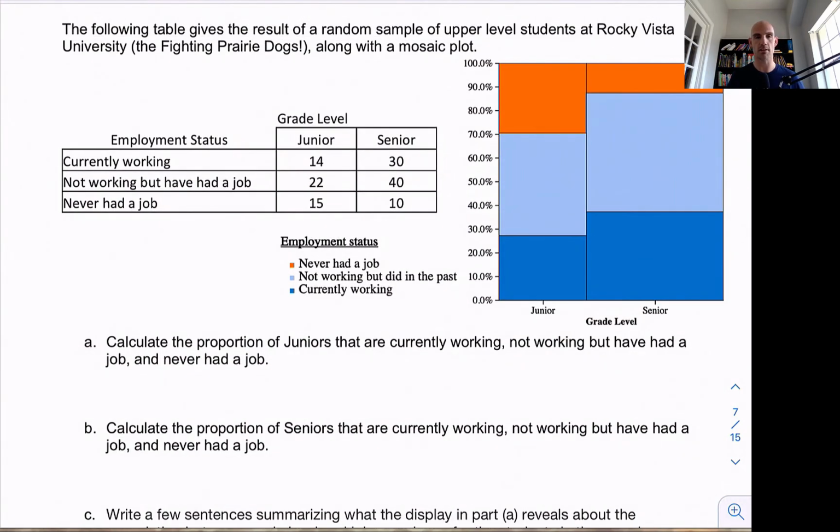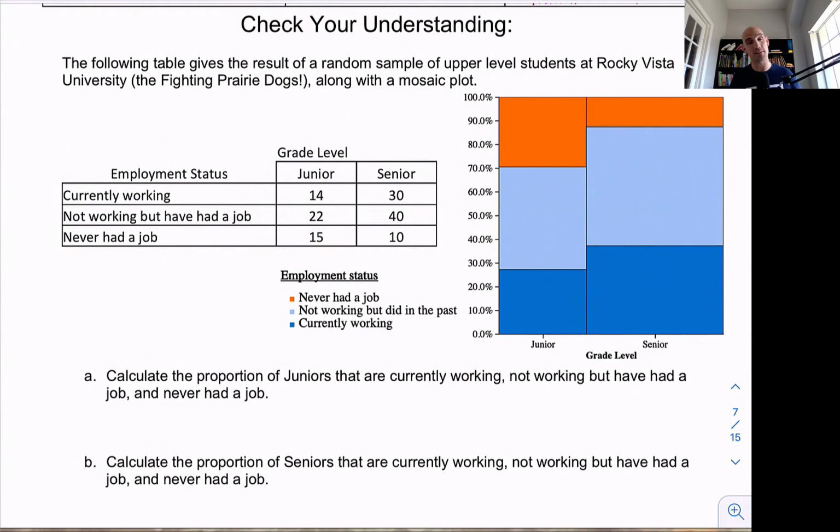Let's look at one of these in practice here under your Check Your Understanding. Again, in this video, a good way to do this would be to pause right here to try to do this Check Your Understanding on your own, and then come back and watch the explanation and check your answers. I'm going to roll right through it here, but a good time to pause would be right now.